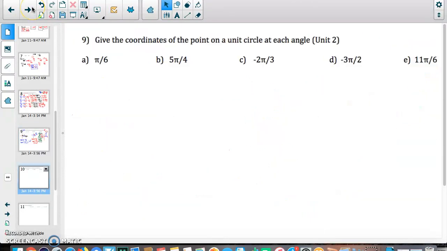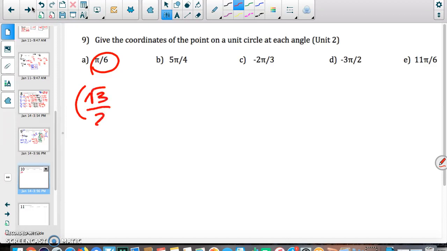Awesome. Give the coordinates of the point on a unit circle at each angle. These are great. I'm not going to spend too much time on this because these should be easy gimme points, right? Hopefully, as long as you have your unit circle out in front of you, these should be pretty simple. Let me track down my unit circle. Okay, so pi over 6, this is literally all you're doing. Look up pi over 6 on your unit circle, and it's just root 3 over 2, 1/2, right?